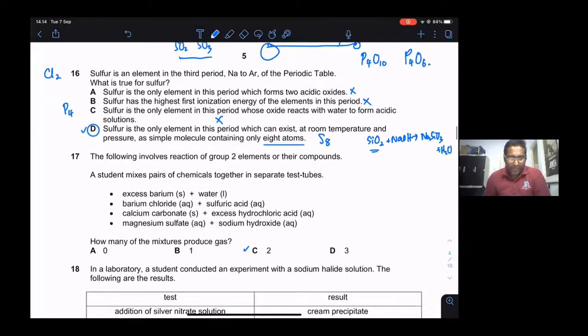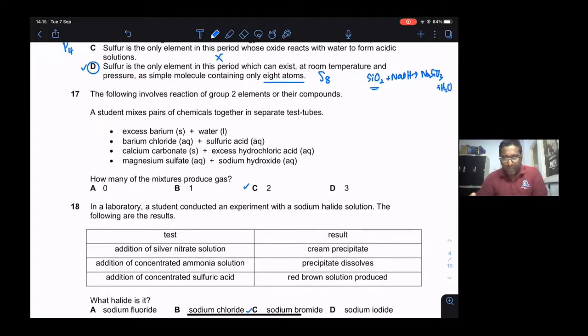Now, number 17. The following involves group 2 elements or their compounds. So we want which one will produce gas. Always remember, group 2 metals or group 1 metals, when they react with water, will give you barium hydroxide. You are going to get hydroxide and you are going to get hydrogen gas. So gas is produced. Barium chloride and sulfuric acid.